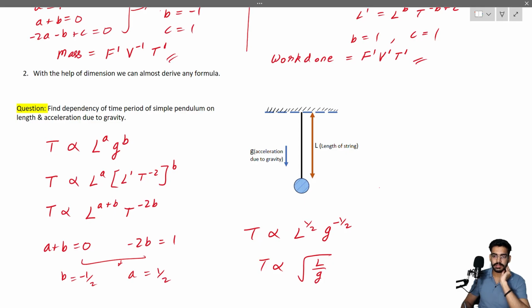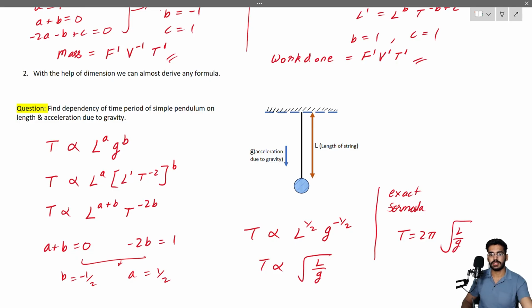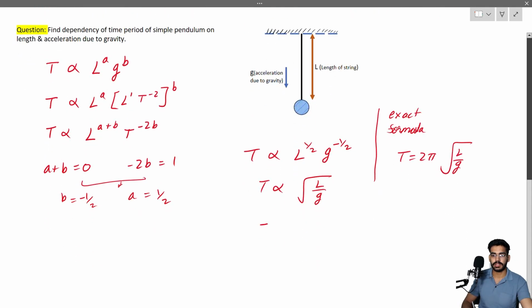Now the exact formula which I tell you, the actual formula which we have, is time period equals 2 pi times under root L by g. This is the actual formula. So if you remove the proportionality, you are going to get a constant, some k times root L by g. That constant actually is 2 pi.